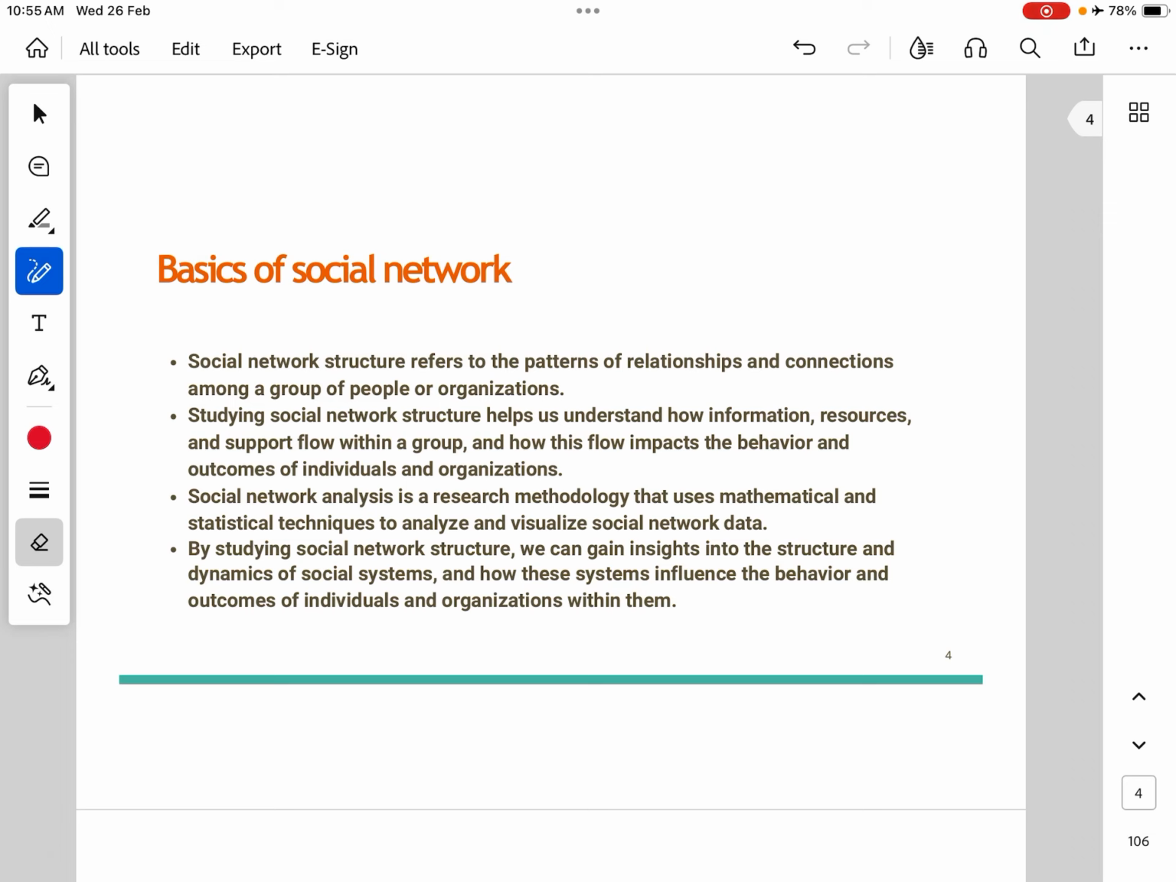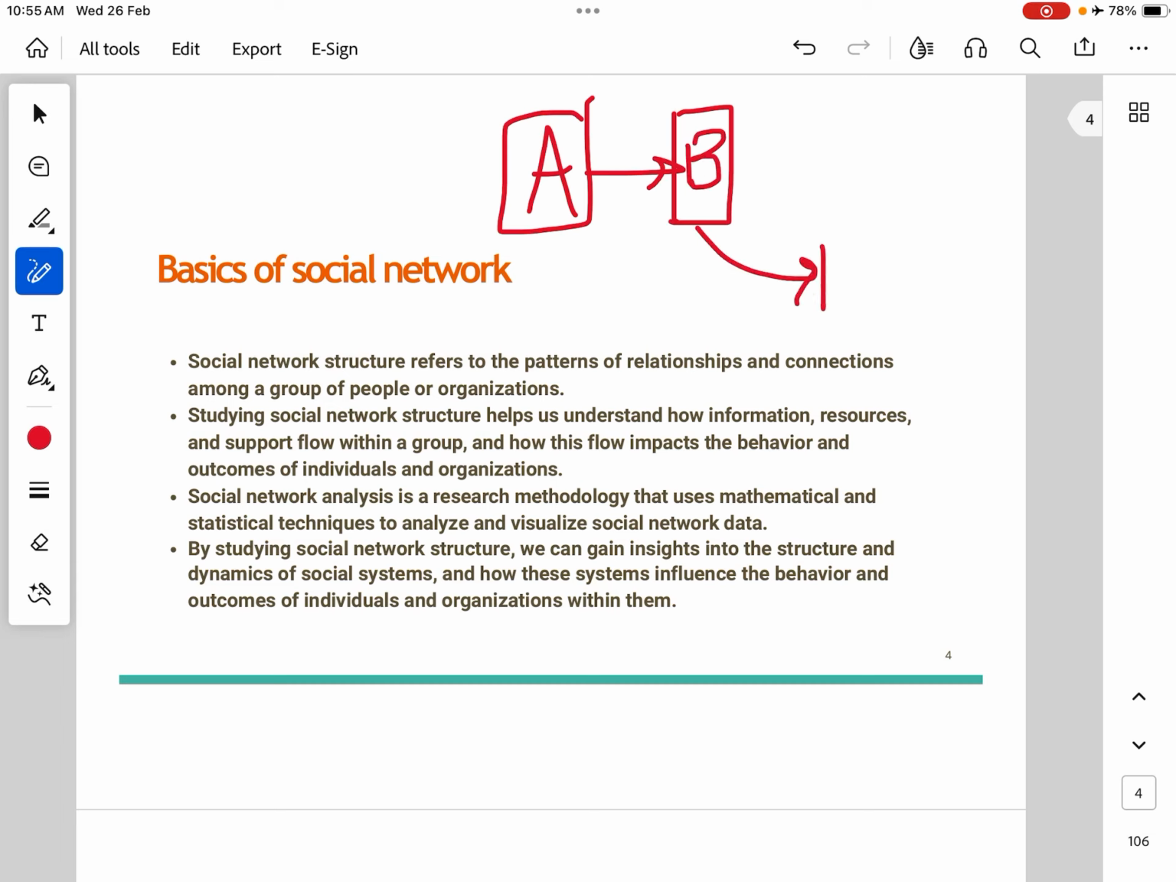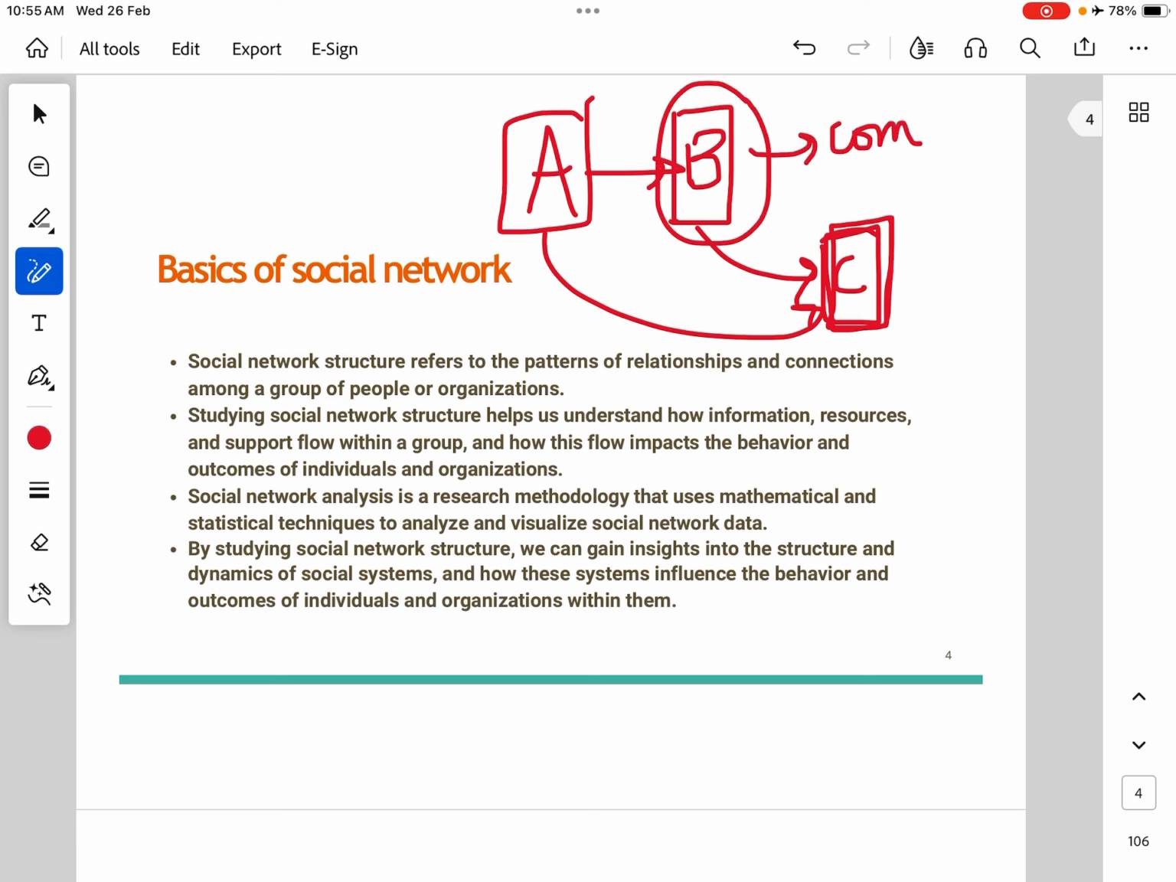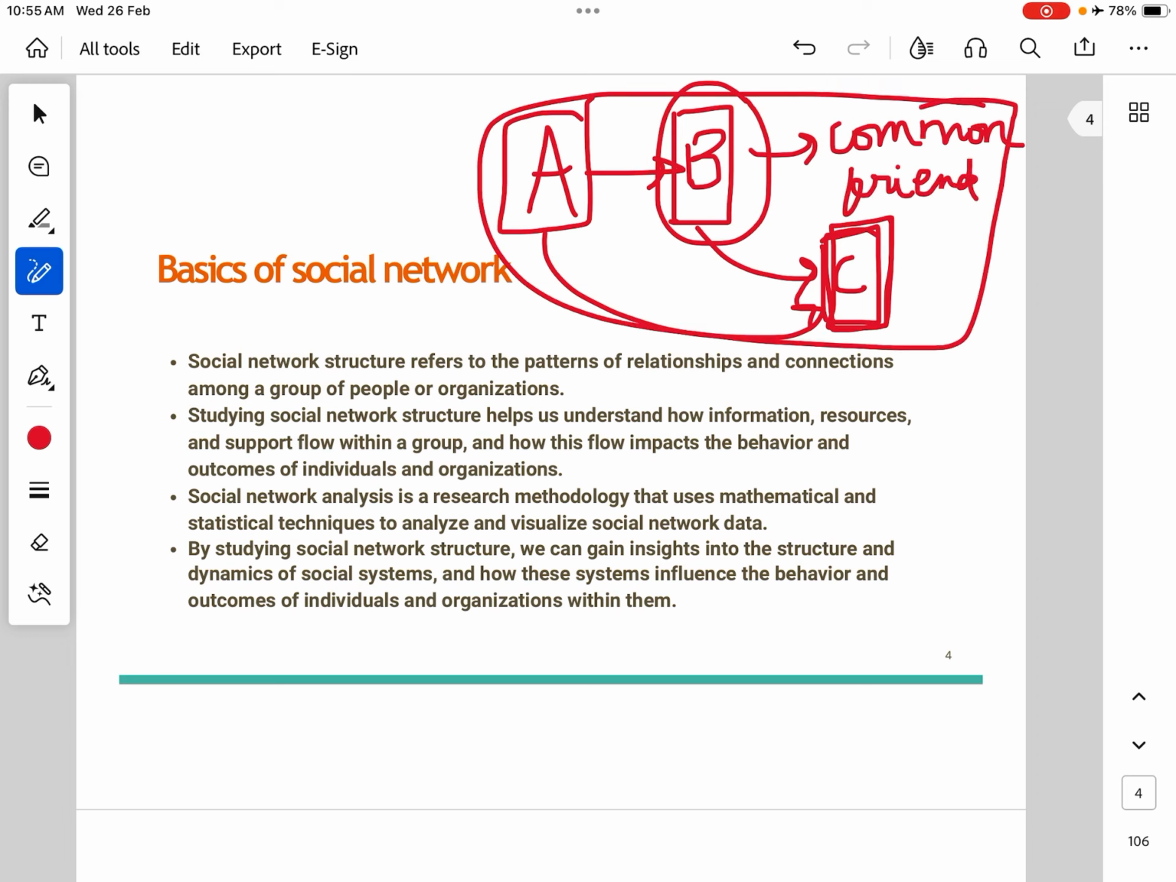For example, if there is a person, say A, and A is a friend of B, and B has another friend who is C. So A can also form a network with C, and in this case B will be a common friend. So A, B, C form a group. This group is nothing but a social network structure.